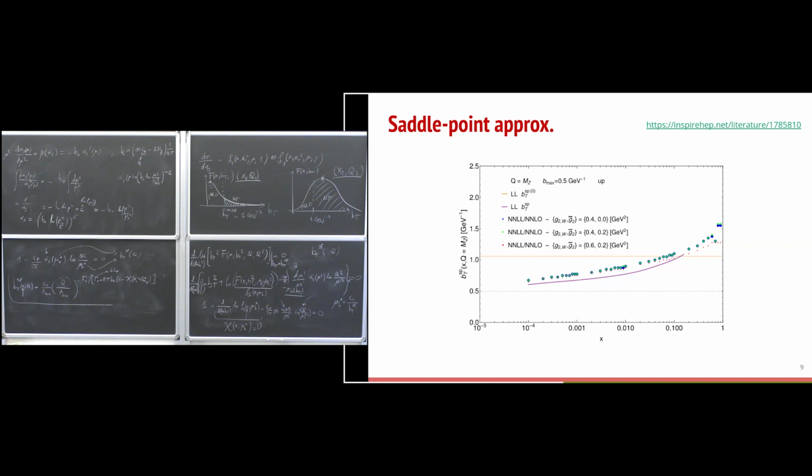So fixed target experiments like Hermes, Compass, JLab. There are tons of problems related to the applicability of the factorization framework, but from the point of view of having informative data about non-perturbative physics, it's the best. Actually, the best would be kinematic regions where the applicability of factorization is under control, so Q is large, but then you have data at large X.